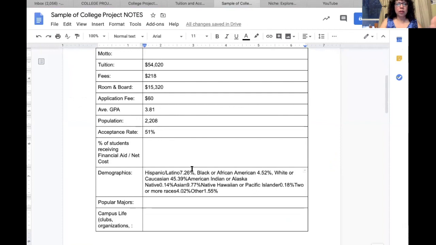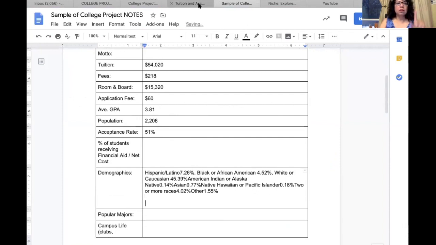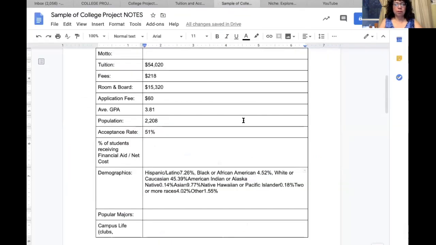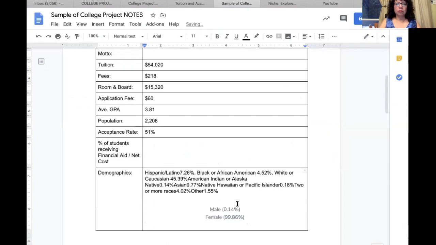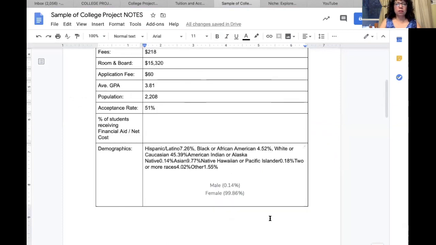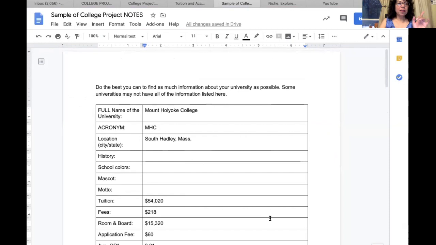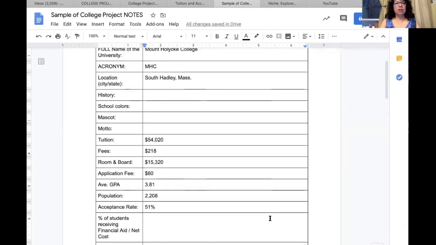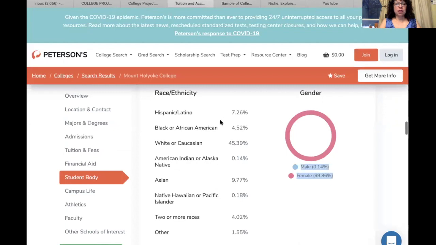So this breaks it down by ethnicity. That's great, except you also need to know the demographics of gender, male and female. Oh, that's interesting. Okay, so we'll go ahead and put that in there. Male, 0.14%, female 99. We're going to find out that this is a very unique university in that it's a female college. All right, so let's see, what else can we find out?